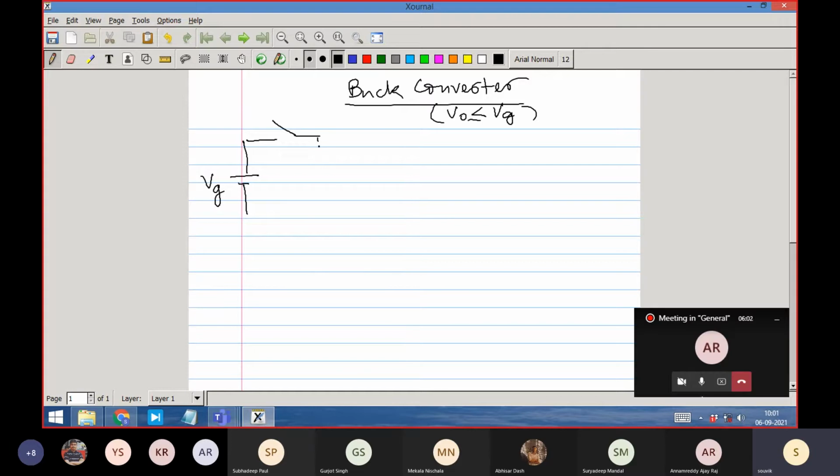And I have shown that there are two switches, and the switches are not really independent switches. If Q is on, then Q bar is off, and if Q bar is on, Q is off, and vice versa. So two switches and one inductor and one capacitor make one buck converter. R is the load.